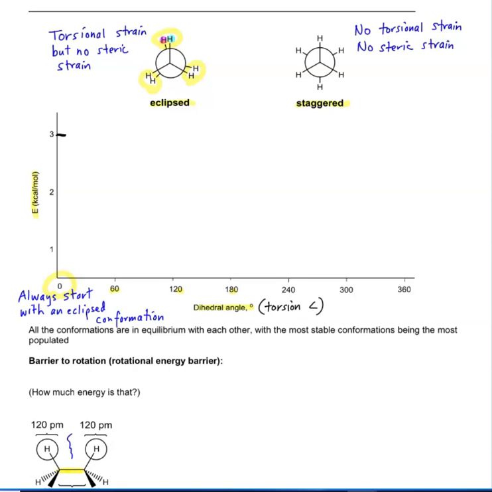Okay, so we start with the eclipsed conformation, and I've just drawn the energy level of that in. So it's 3 kilocalories per mole. And then we're going to go, after a 60-degree rotation, to a staggered conformation, and then back to another eclipsed, and then to a staggered, and to an eclipsed, and a staggered, and then finally another eclipsed.